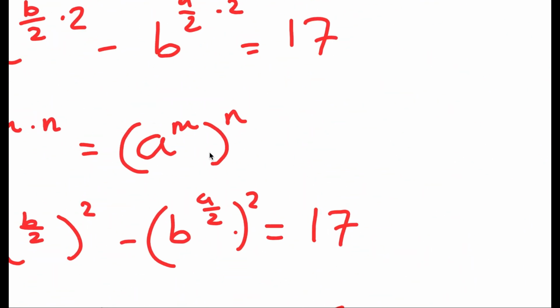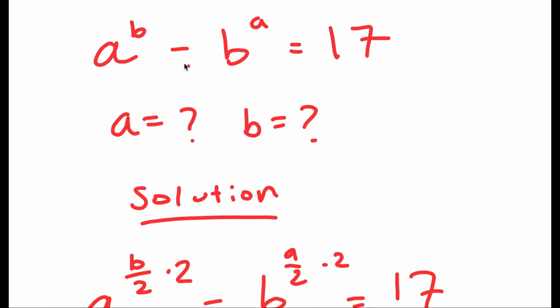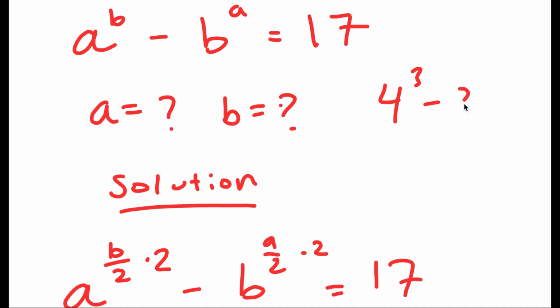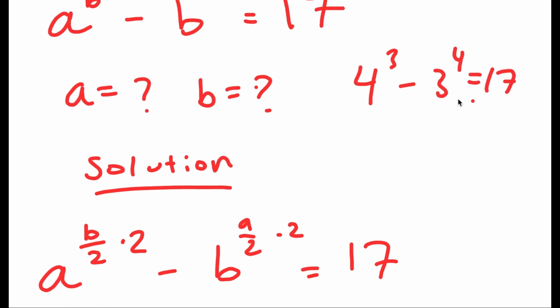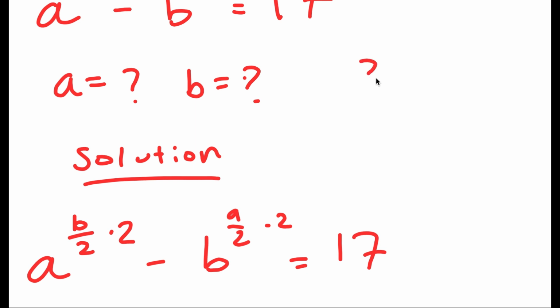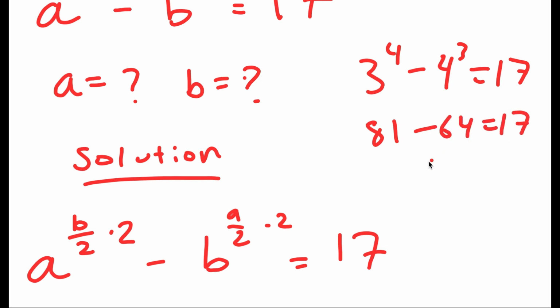And you can even check this by plugging this in over here. 4 to the power of 3 minus 3 to the power of 4 is equal to 17. Well, 4 to the power of 3 is 64. And 3 to the power, or sorry, it's the opposite. 3 to the power of 4 minus 4 to the power of 3 equals 17. So I have 81 minus 64, which is 17.